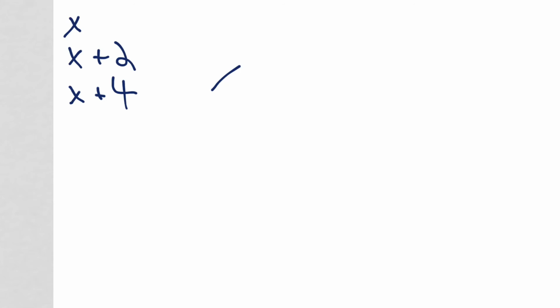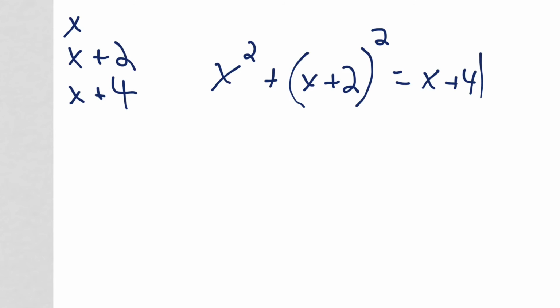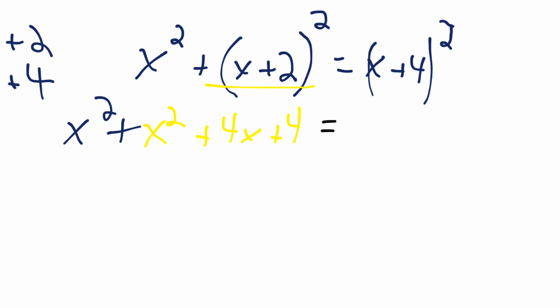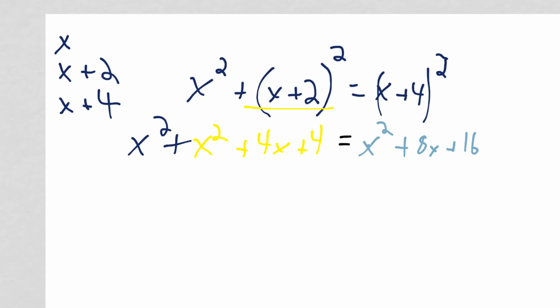Well, what do we know? We know that x squared plus x plus 2 quantity squared has to equal x plus 4 quantity squared. And then if we expand this out, you can use the box method or however you like. We get x squared plus, and I'm just going to take this whole thing, x squared plus 4x plus 4 has got to be equal to, and once again you need to expand this out in whatever way you want, x squared plus 8x plus 16.